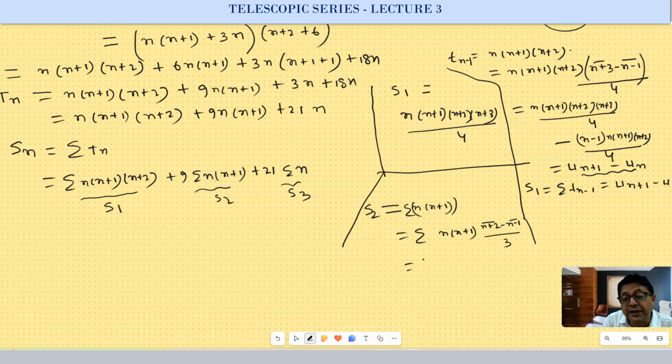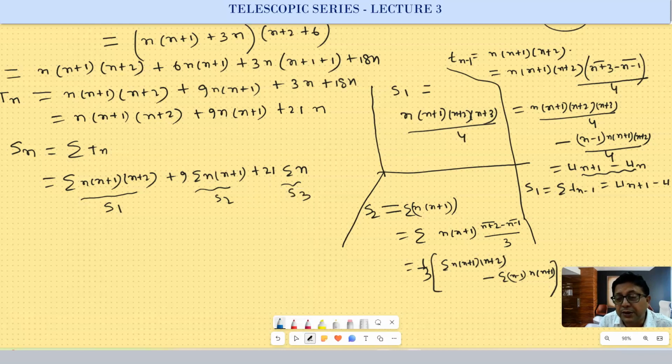First one, if you write, it is 1/3 sigma n plus 1 n plus 2, minus sigma n minus 1 n plus 1. Isn't it? So this is definitely un. If you take this one as un plus 1, then this one is going to be un. What is the sum of this series?